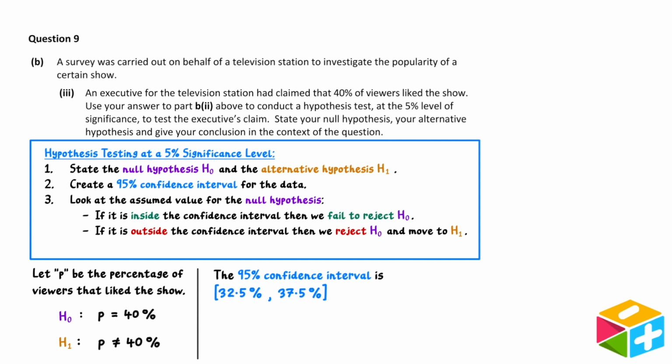In our scenario, the null hypothesis states that P is equal to 40%. So the assumed value is 40%. This value is not contained in our confidence interval of 32.5% to 37.5%. 40% is too big. Since our value was outside the confidence interval, we reject H0 and move to H1.